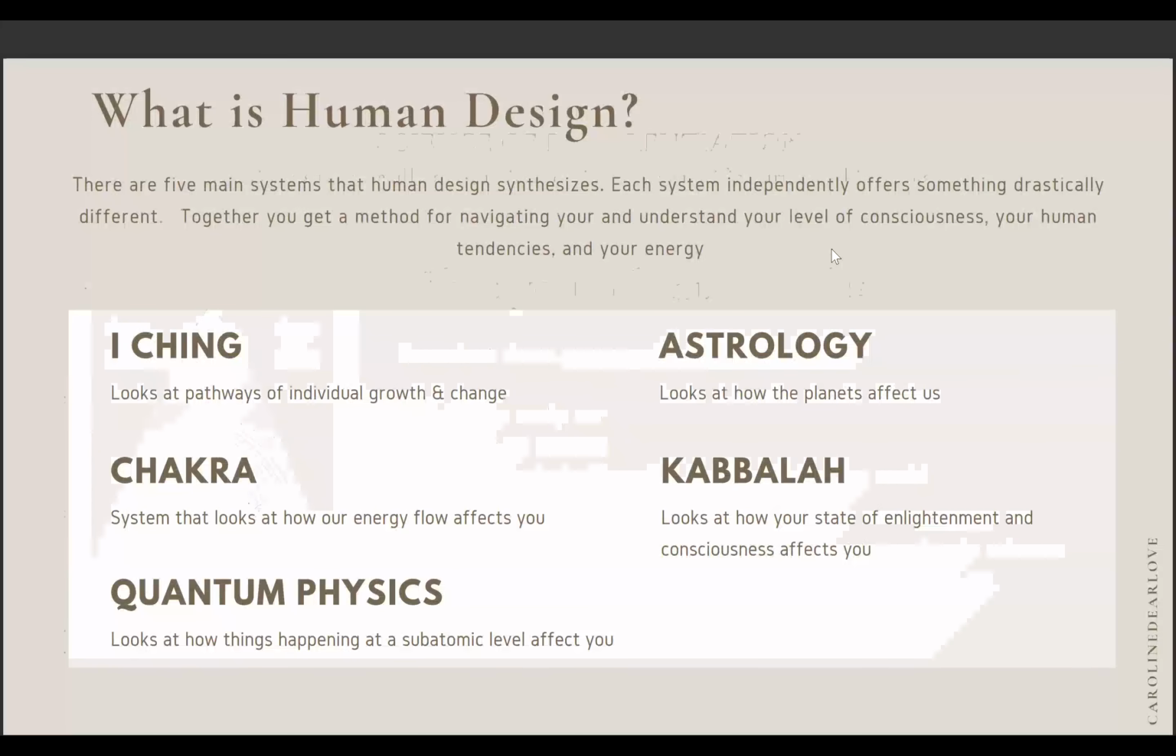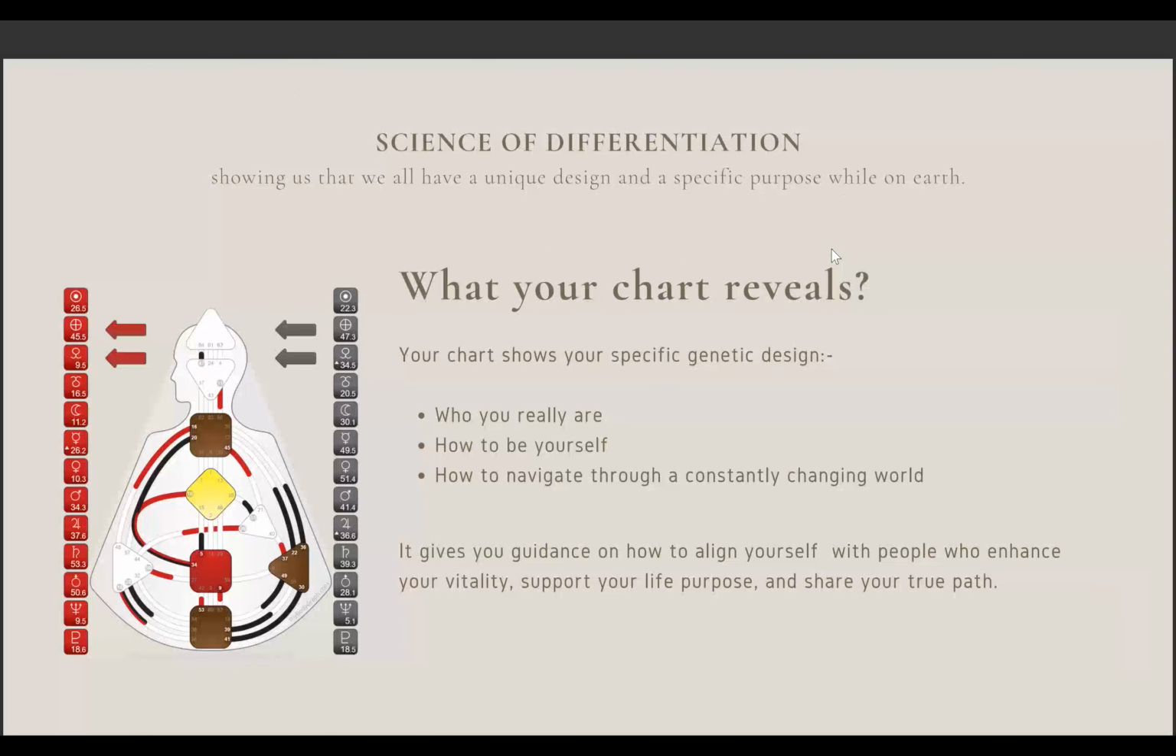So human design is a science of differentiation. What does that mean? It shows us how we all have a unique design and what our specific purpose is whilst we're here on earth. For me, that's been my thing, even as a child, trying to be different, and encouraging others to be different. And that's what human design does. It's like a spotlight, a mirror. It shows you where you are different, and to really be that person that you've come here to be.